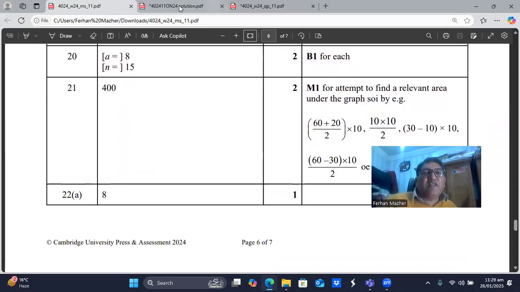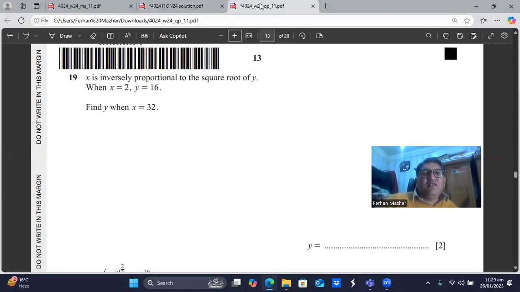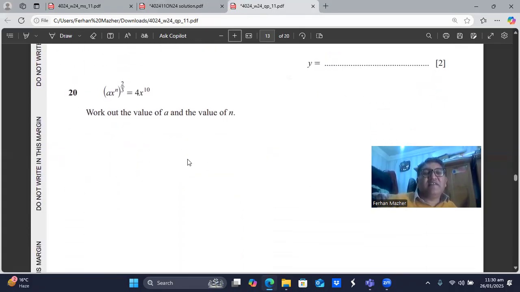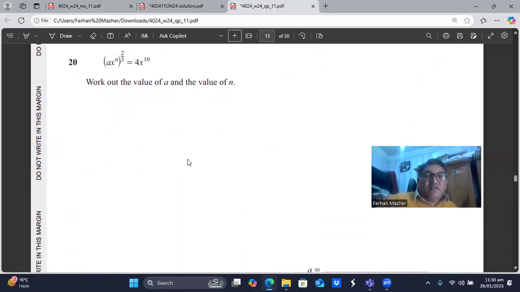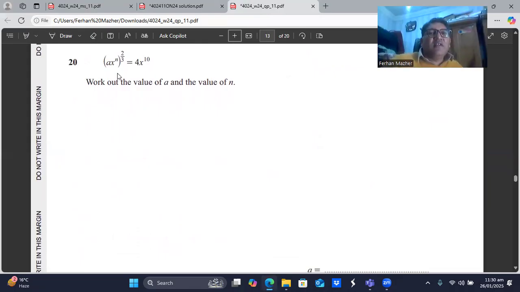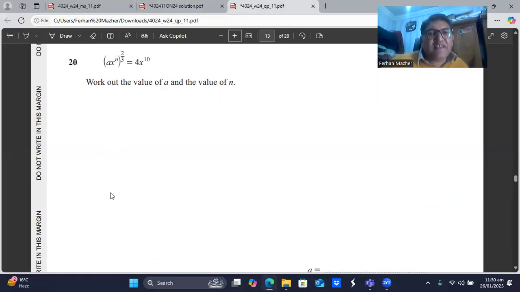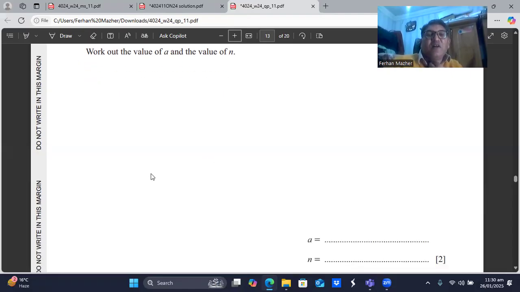Question number 20. So we have question number 20 here, and it says: here we have (ax^n) raised to power 2 by 3 equals 4x raised to power 10. Work out the value of a and the value of n. And this is a 2 marks question.